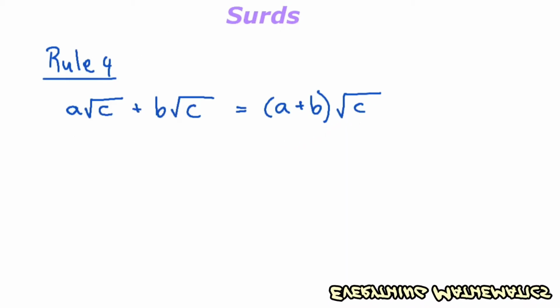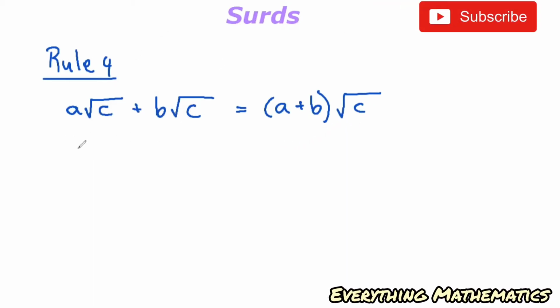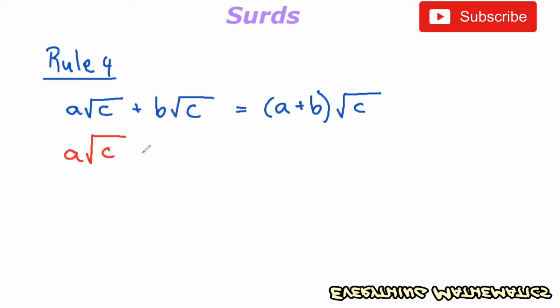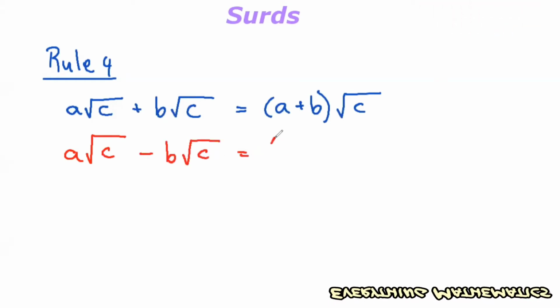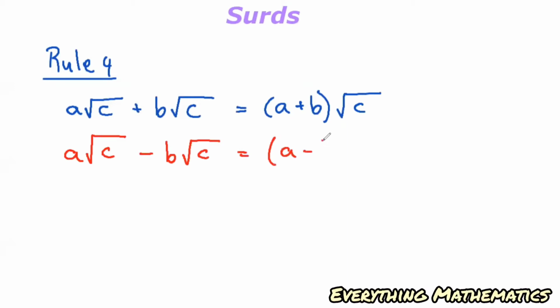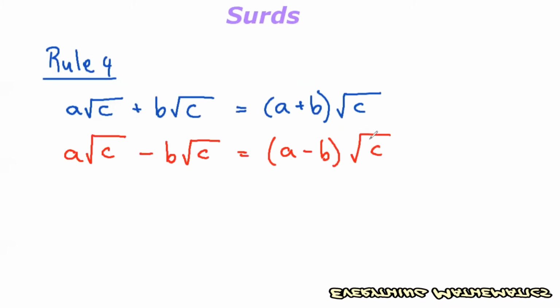Of course, the same is true if we had it the other way around. Sometimes you may be subtracting. So let us say you have A root C, but you are taking away B root C. In a case like this, the rule states that you subtract B from A, and of course, root C remains the same.